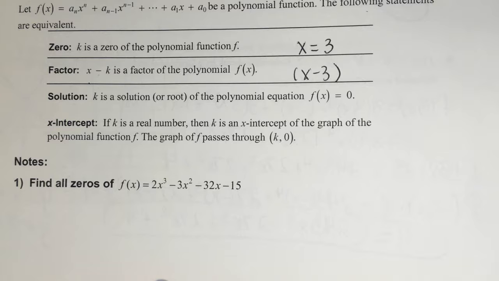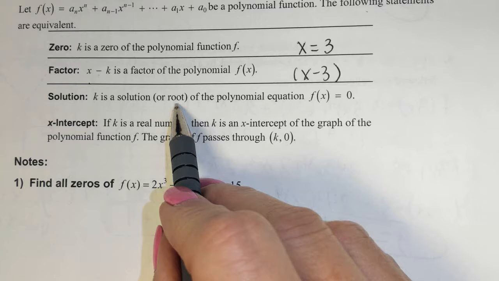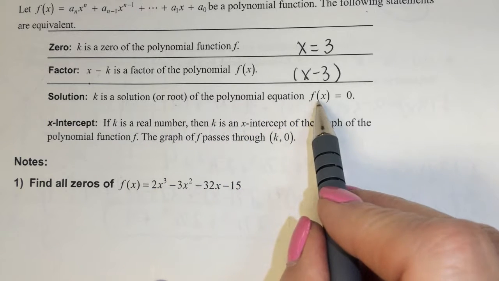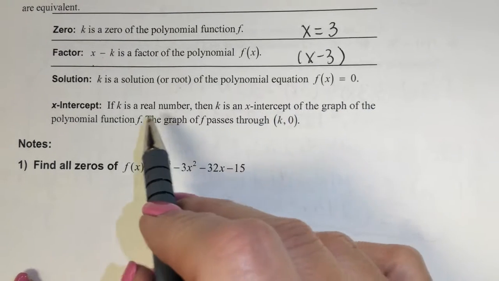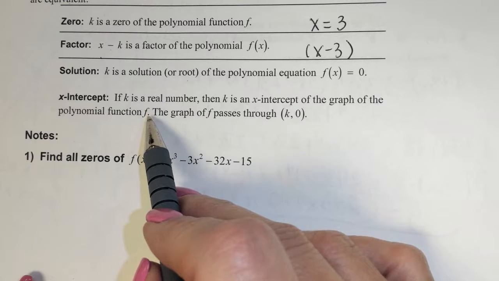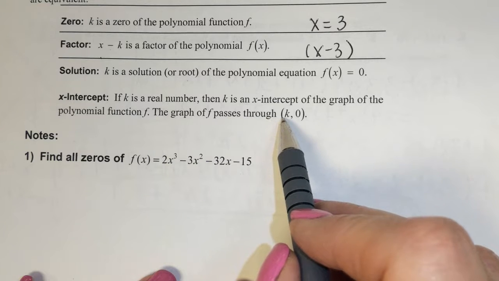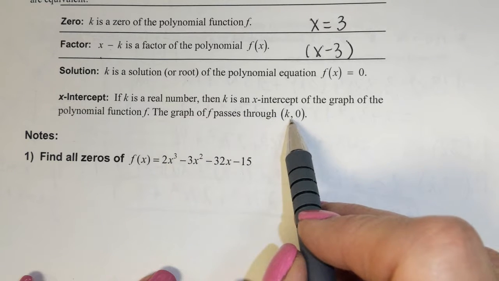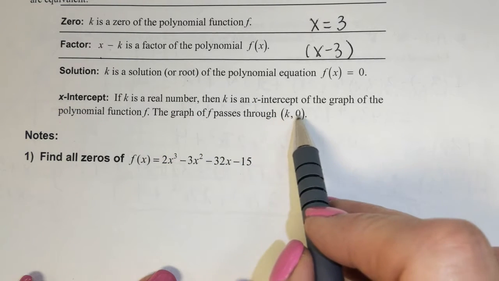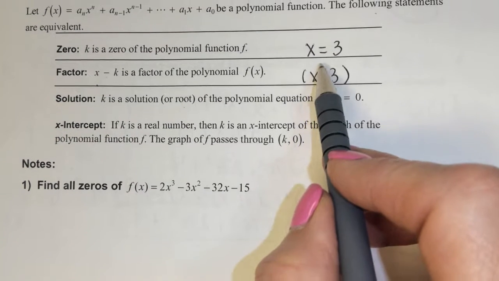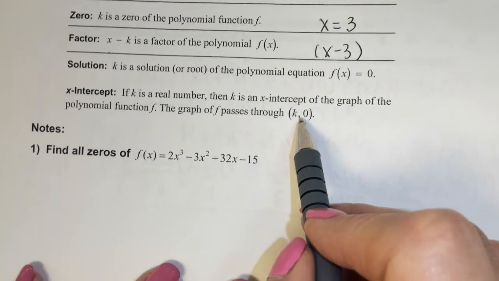We can also talk about solutions. Solutions, or roots, are the same thing as zeros. Solutions or roots are the x values that make the function equal 0. Also remember that an x-intercept is going to be where the graph passes through that value of k, 0. So if k is an x-intercept and k is a real number, then the graph is going to pass through that point. So if we say x equals 3 is a 0, that means (3, 0) is the point.